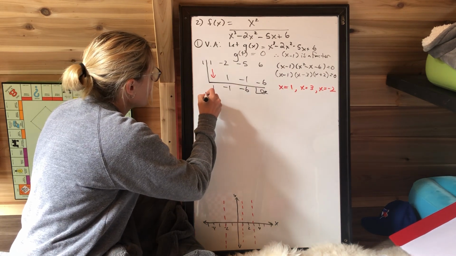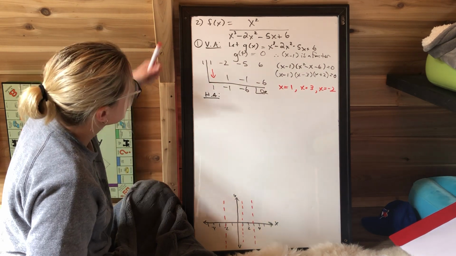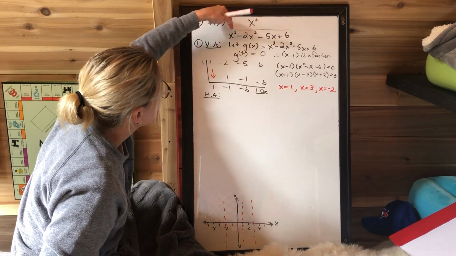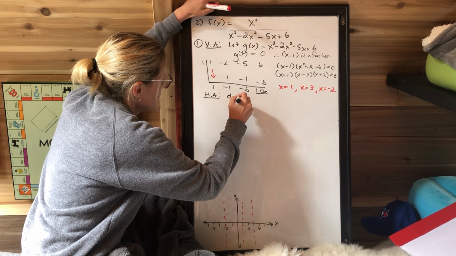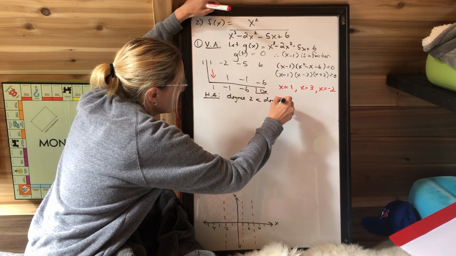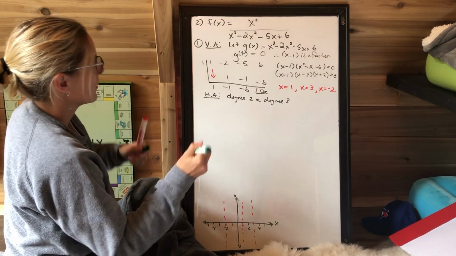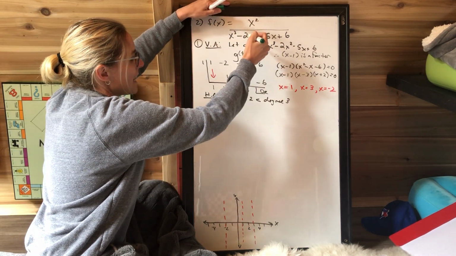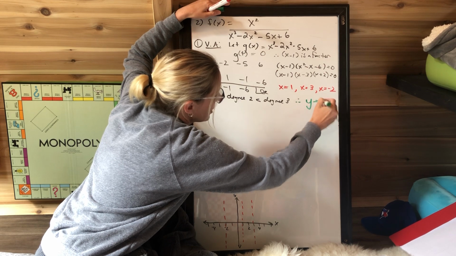It's going to be horizontal asymptotes. So horizontal asymptotes, you may remember, is talking about the degree. So we look at the degree. Degree 2 is less than degree 3. What do we do in that situation when the degrees are less? If the degree on the top is less than the degree on the bottom, y equals 0 is your asymptote.